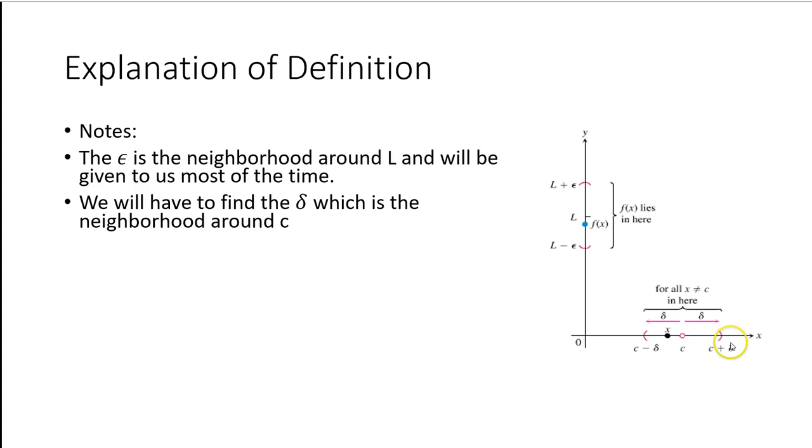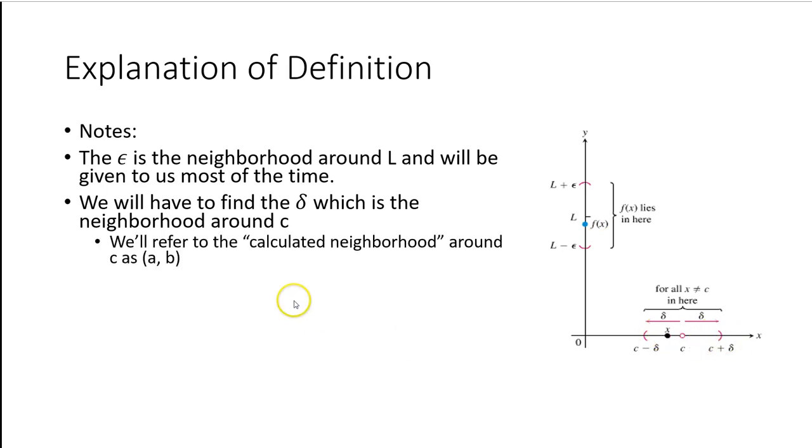Okay, the delta is the neighborhood around C. So I have this vertical neighborhood around L. That's my epsilon neighborhood. I have this horizontal neighborhood around C, which is my delta neighborhood. We'll refer to the calculated neighborhood around C as A to B. We'll calculate it because it'll come from this epsilon neighborhood. Remember when we worked backwards? We took this upper value and got this B. We took this lower value, we got this A.